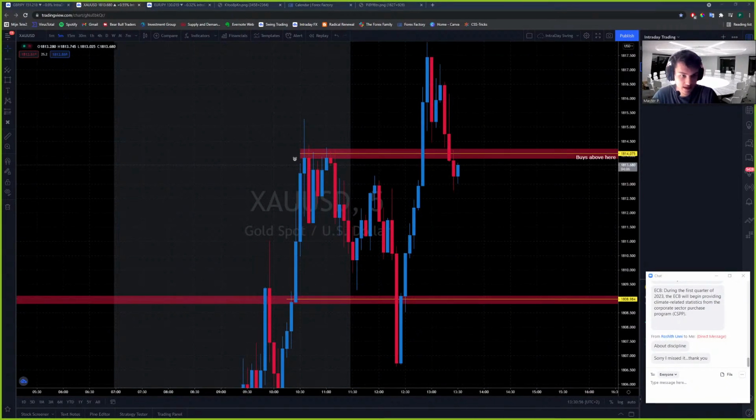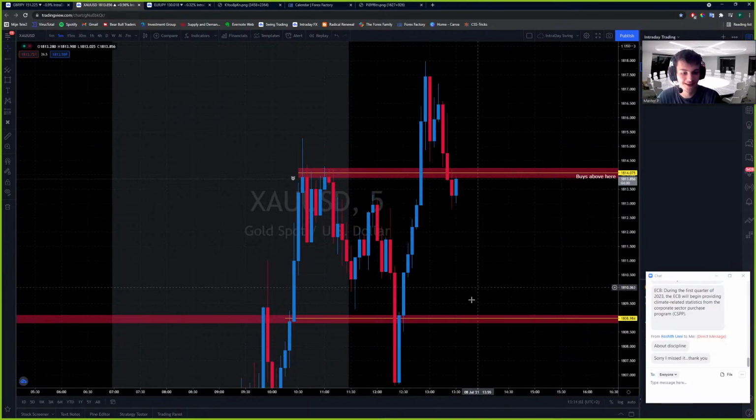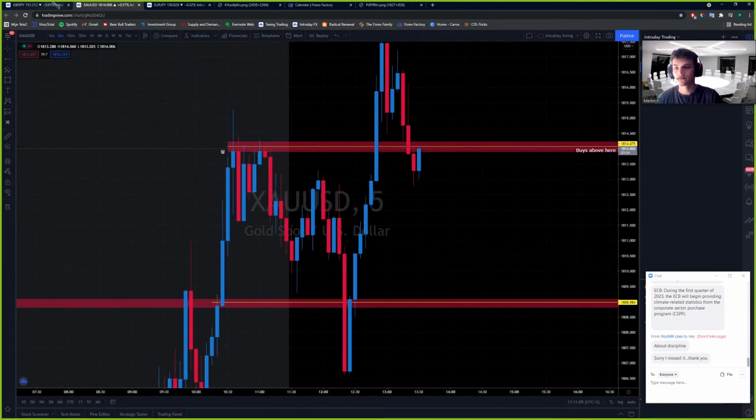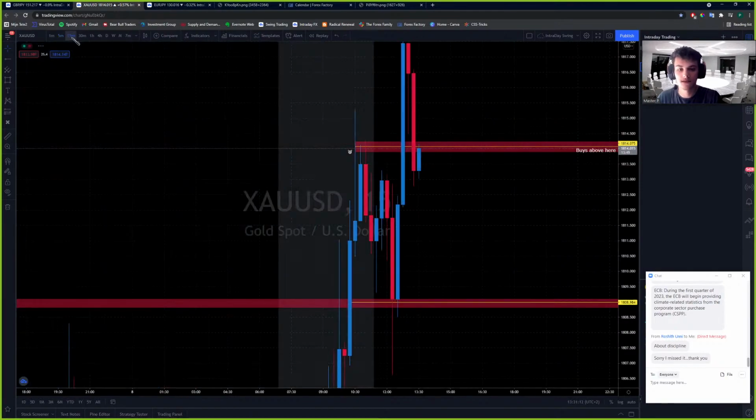Retest 18.10, 18.11. Man, you guys wait a lot for retests. When price was up here, you're waiting for a retest down here. Now price is down here, and you wait for a retest up here. I think with a lot of volume, price doesn't do retests.